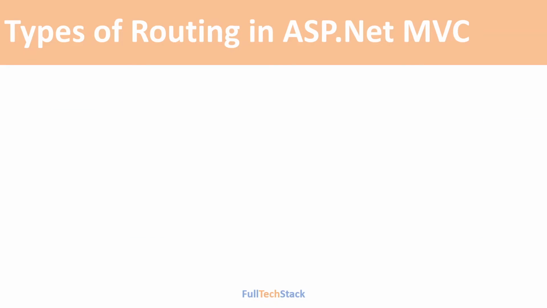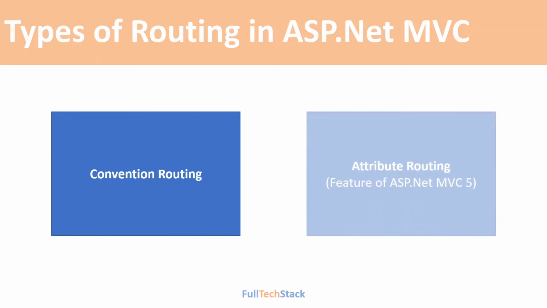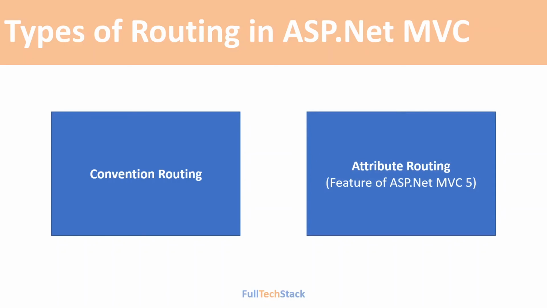Types of routing in ASP.NET MVC. ASP.NET MVC was launched with convention routing. And with ASP.NET MVC 5, Microsoft came up with another type of routing, that is attribute routing. For now, we will wrap up this part here and we will understand convention routing and attribute routing in another part of the ASP.NET MVC 5 series.